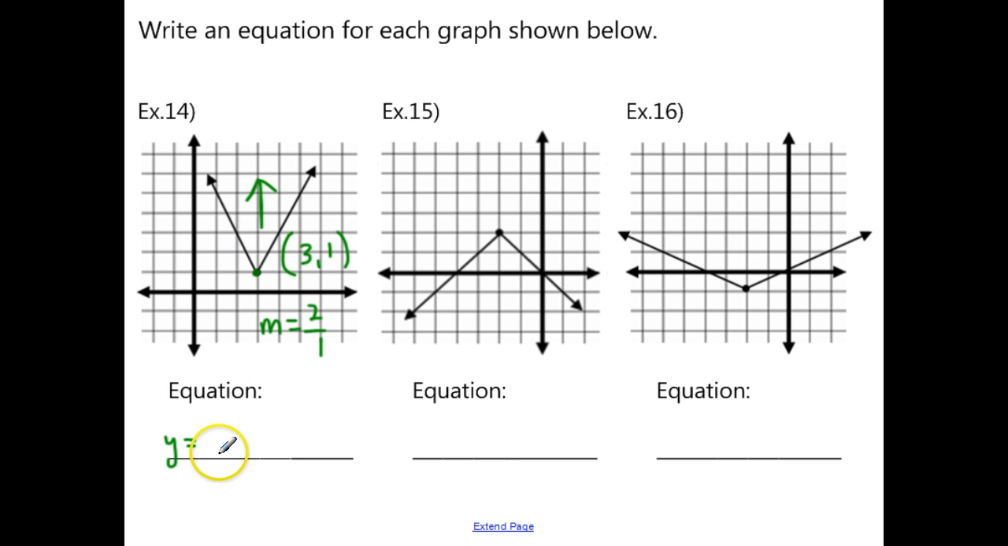y equals, since it opens upwards, it's positive. Our slope is 2, absolute value of x. Remember, opposite sign, so if this is a positive 3, we actually need to write it as minus 3. Close the absolute value. The y on the outside is the same sign, so it's plus 1. Okay?